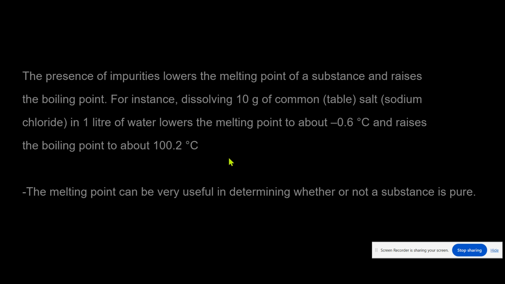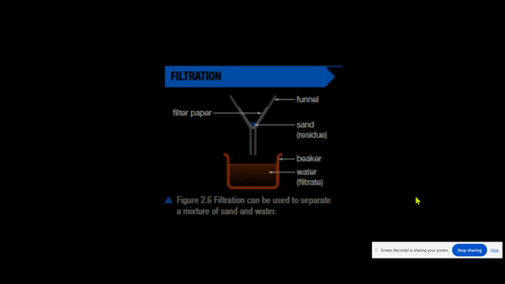So let's say you thought it was pure water, and it starts to boil at 103 degrees Celsius. You know that it's very impure because it's not at 100 degrees Celsius. The melting point can be very useful in determining whether or not a substance is pure, like what I just said. Okay, filtration is one technique for separating a mixture.